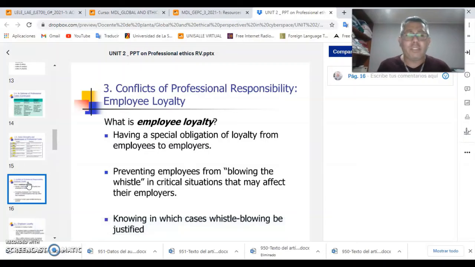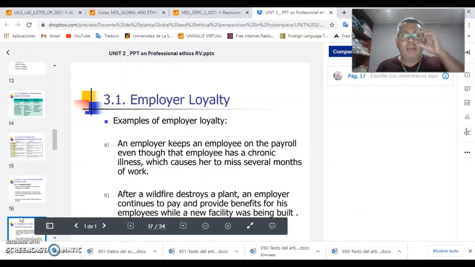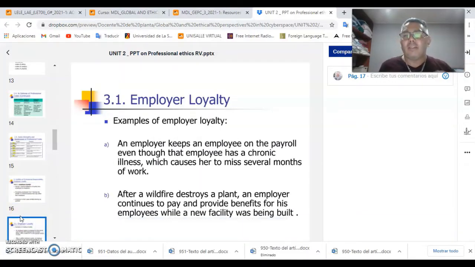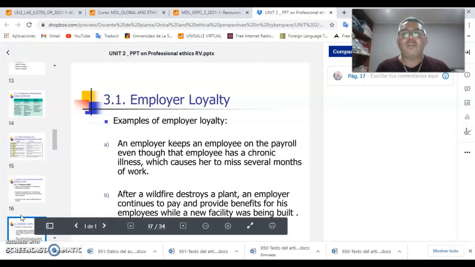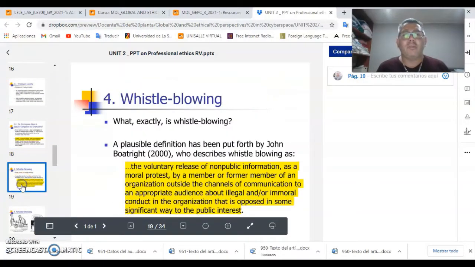In part 3 of the presentation, you have some information about what is called professional responsibility and employee loyalty. Particularly, employee loyalty means: should I be loyal to my company, to my employer? Yes, no, to what extreme? In what situations must that loyalty be questioned? And this particular part of the presentation is the moment where we talk about whistleblowing.